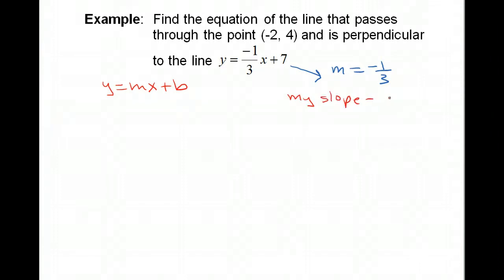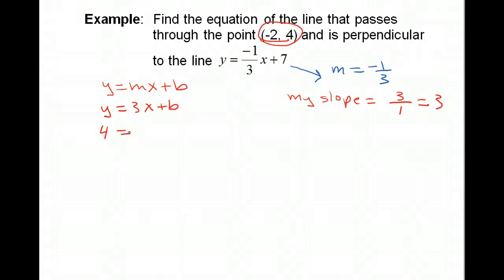That means my slope must equal the negative reciprocal. So it's got to have the opposite sign, and it's got to be the reciprocal. Well, the reciprocal is 3/1, and since this one is negative, I want mine to be positive. So my slope is 3. So I come back over here, and I have y equals 3x plus b. I can now take my point and put it in.